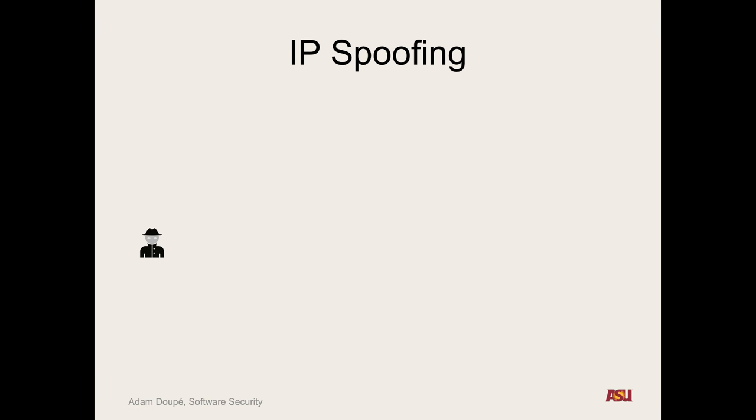So we've looked at some local area network attacks, right? We've looked at some ARP attacks, how we can poison the ARP cache in order to try to intercept or hijack traffic between two hosts in our local network. We may also want to spoof an IP packet. So what does spoofing mean again? What's our goal here?